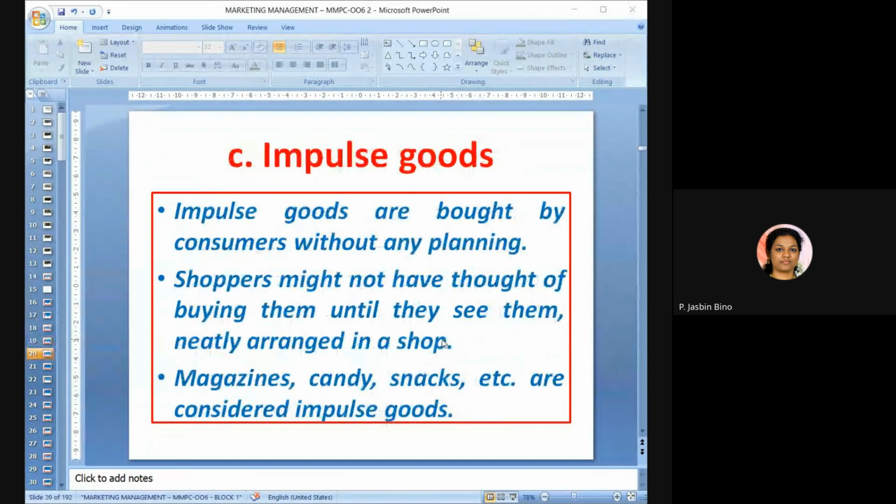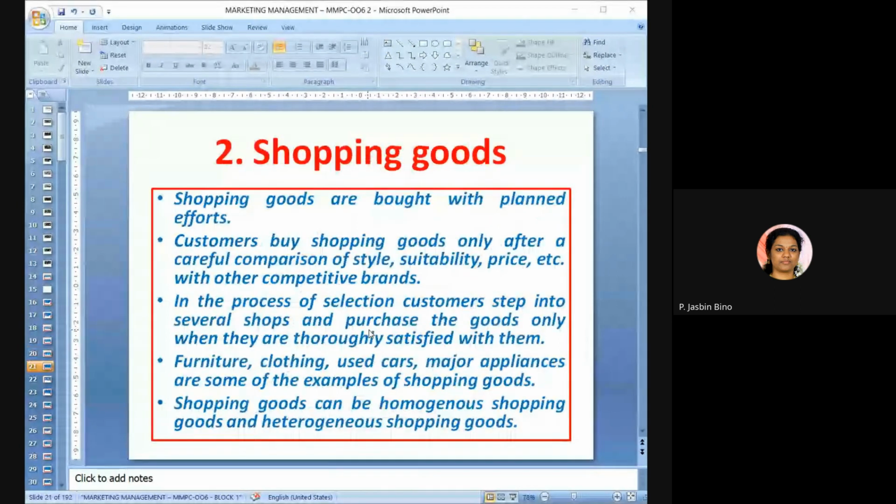The next, impulse goods, are bought by consumers without any planning. They'll be going shopping for buying some goods which they need. Suddenly, they'll see some candies or chocolates or some snacks or magazines, and they'll buy such types of goods. These goods are known as impulse goods.